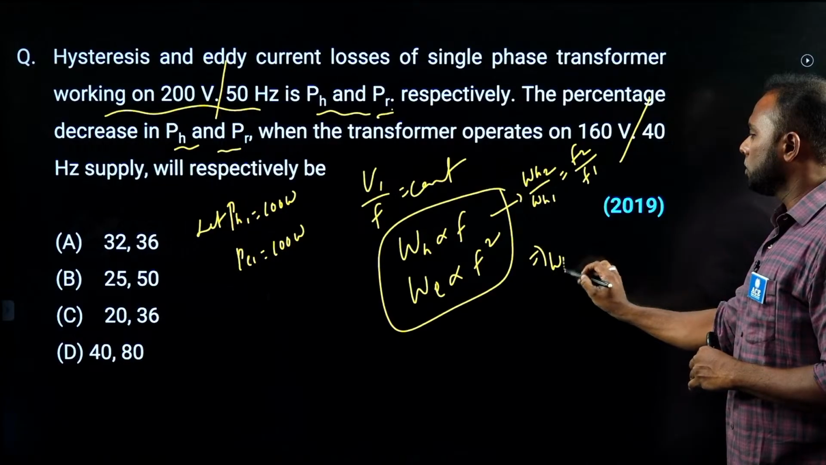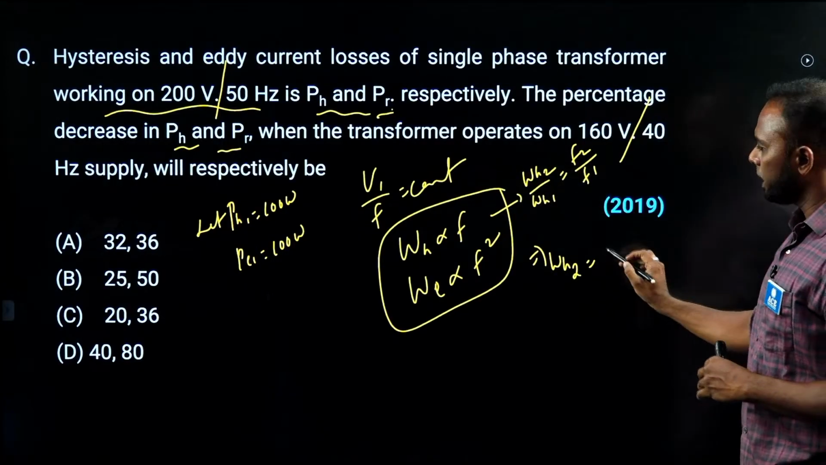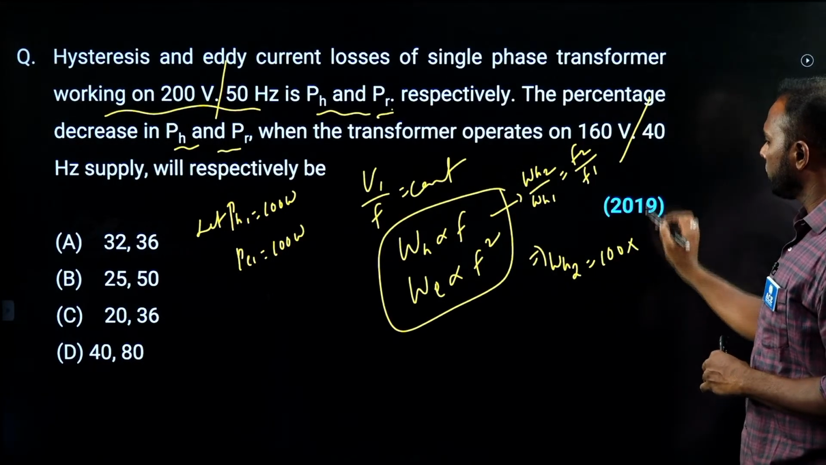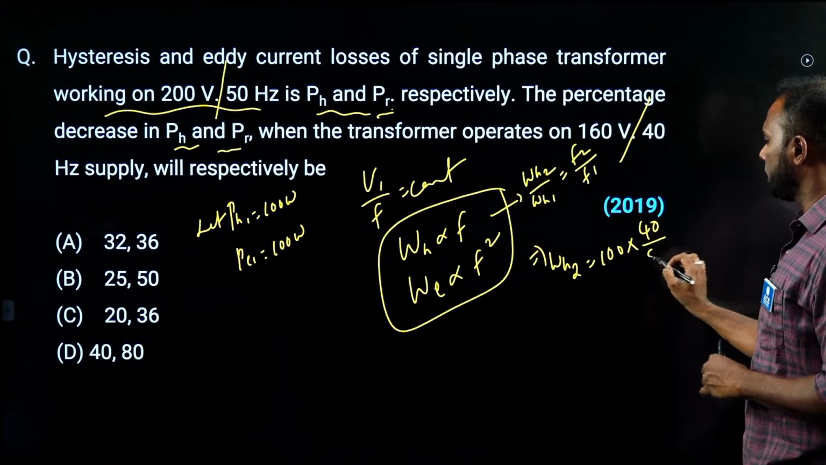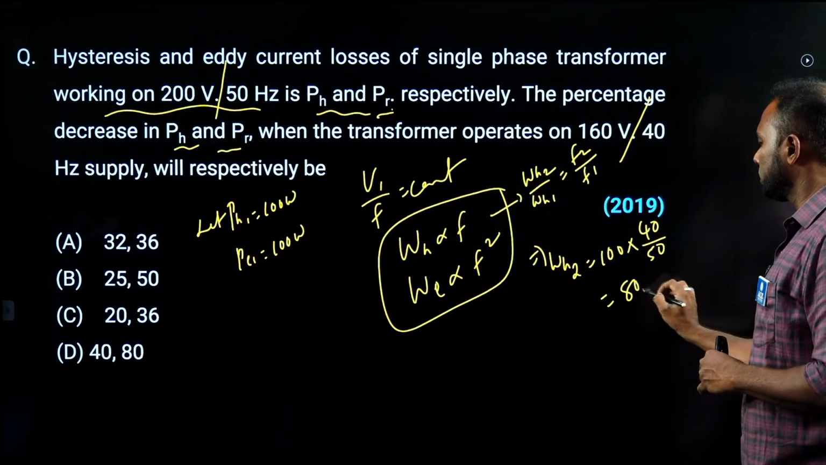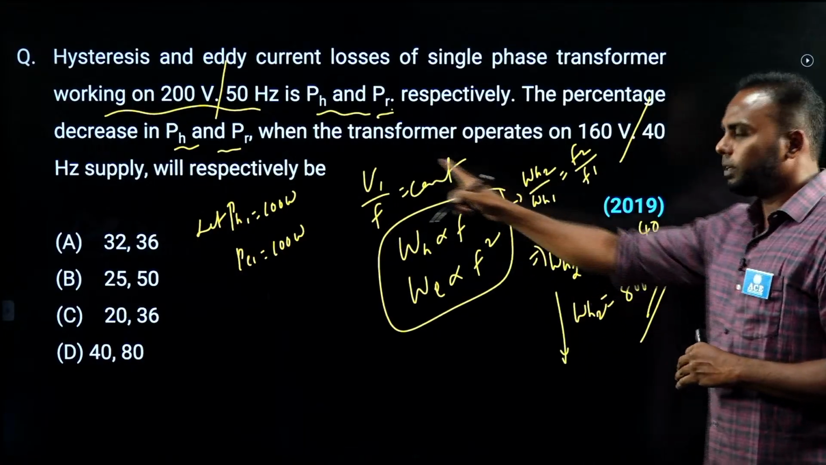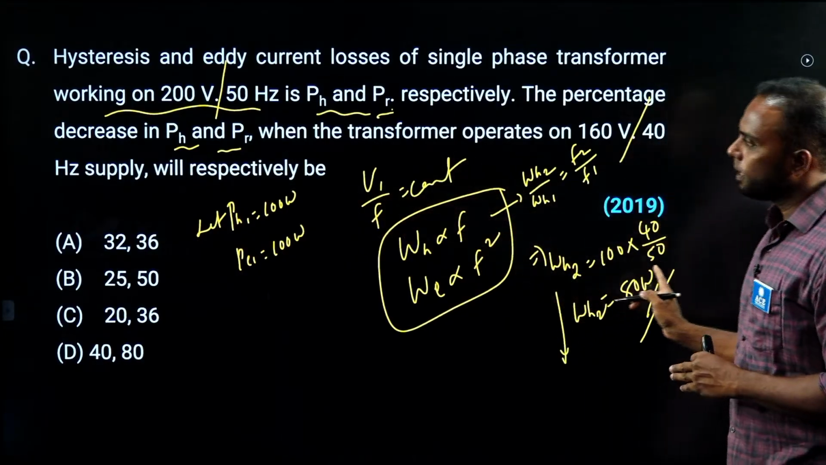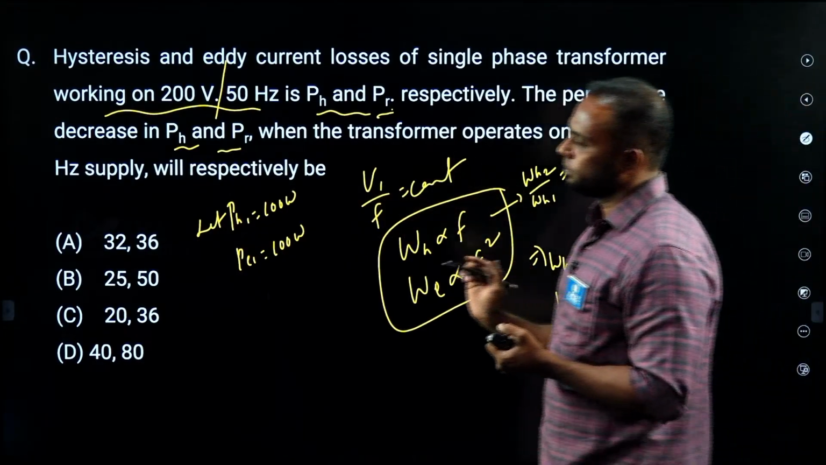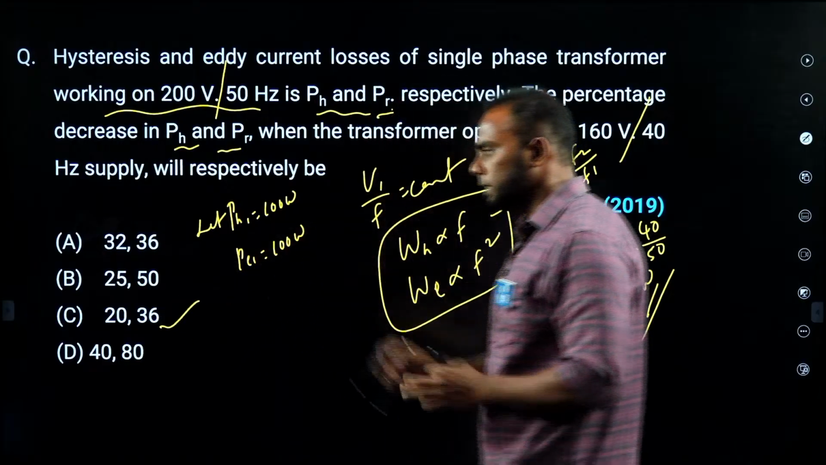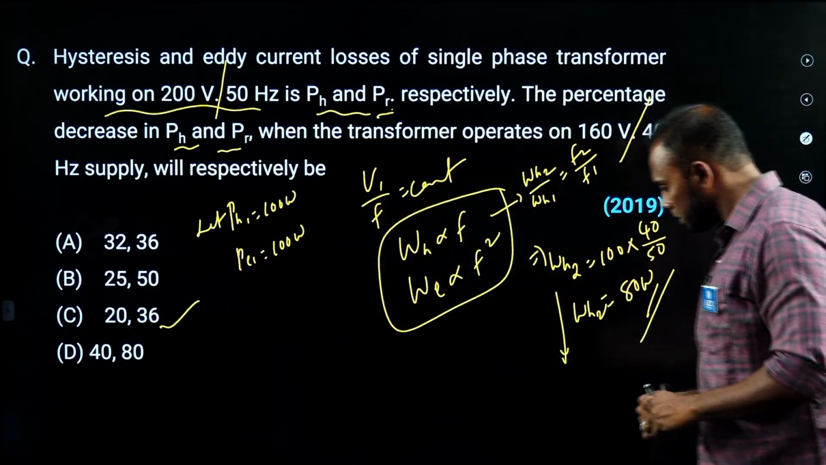Now what is WH2? The new hysteresis loss. The old one we took as 100 watts, into the new frequency 40 divided by the initial 50. So it is 80 watts. That means how much does the hysteresis loss reduce compared to previous? Previous 100 we took, now it is 80. So the percentage decrease is 20%, and automatically you will get 36%. Okay, C is the answer for this.